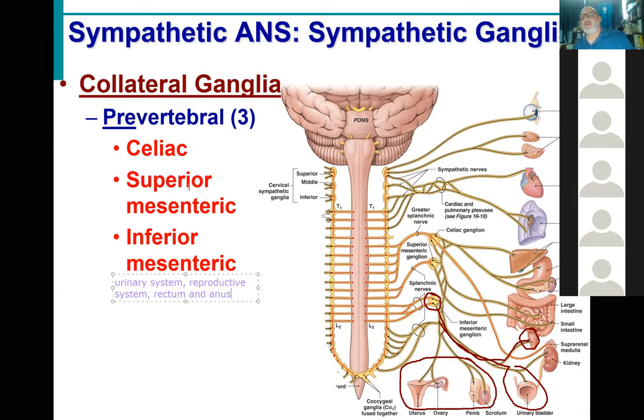Just like we saw with the pelvic splanchnic nerves of the parasympathetic. So there's some similarity there. As was hinted at, superior mesenteric is related to the inferior mesenteric, where if we notice as we look at that and follow it, the superior mesenteric goes to the small intestine and the proximal large intestine.